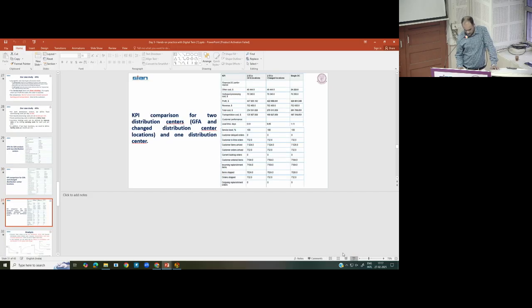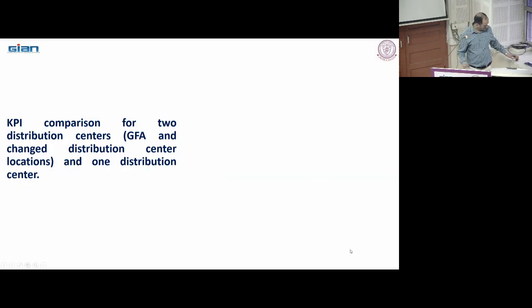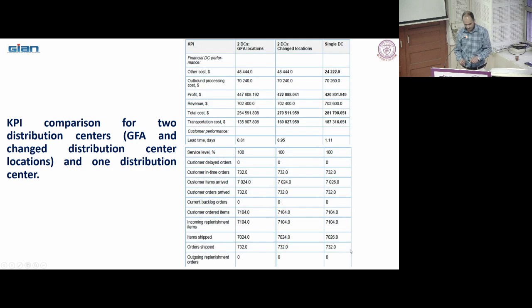These are the three results, basically three cases. So the first one is the DC, two locations, two distribution centers, profit, revenue. In all three cases revenue is the same. Why is revenue the same? Demand is the same, so revenue is the same. What has changed in the second case? Your profit went down to 422, demand remained the same. Why did profit go down?